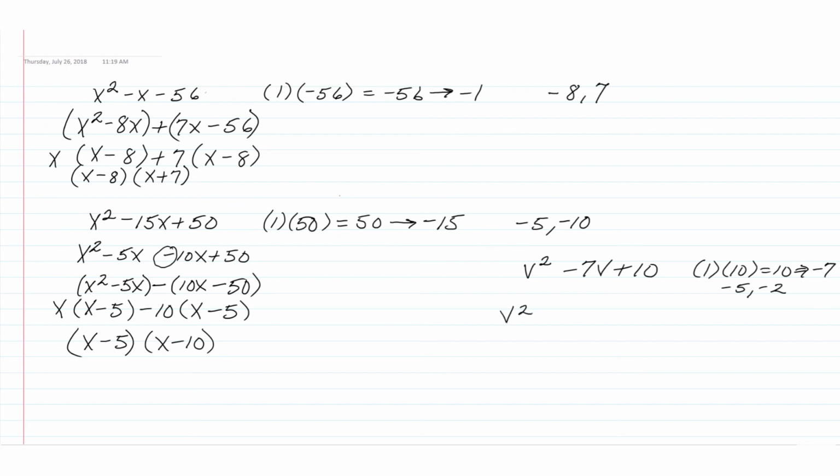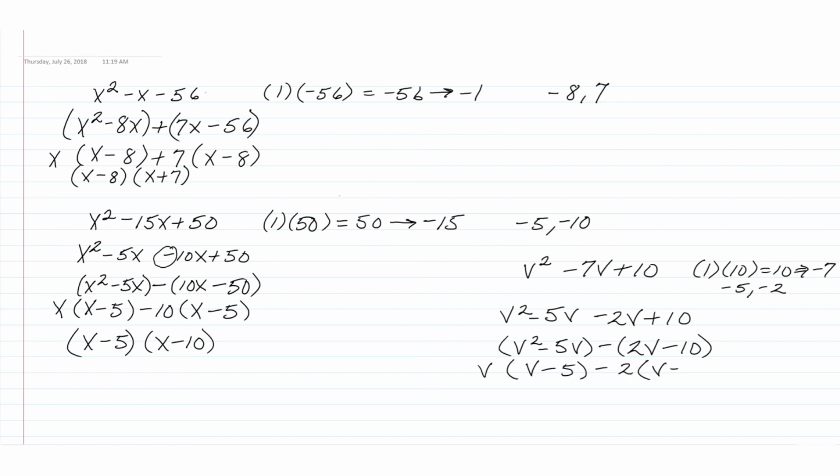I'm going to break this up into my two components, and once again my third term is negative, so that's going to pose a bit of a problem. I just need to be careful so that I don't bring out the wrong thing. I'm going to factor out my v, and that's going to leave me v minus 5. Factor out my 2, and that'll also leave me v minus 5. So v minus 5 is my common factor, and that's going to leave me v minus 2.